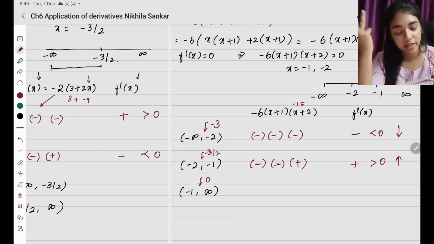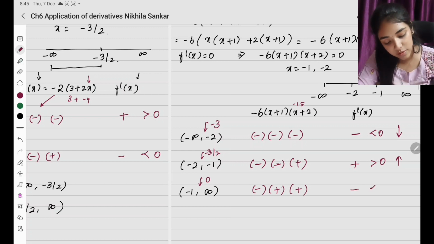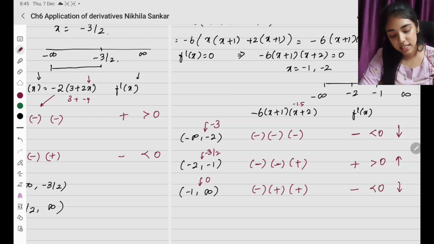Similarly, minus 1 to infinity. So I can substitute the value 0. So minus 6, I have a negative value. 0 plus 1 is going to be positive. 0 plus 2 is also going to be positive. So in total, it is going to be negative, which is less than 0. And hence it's a decreasing function.